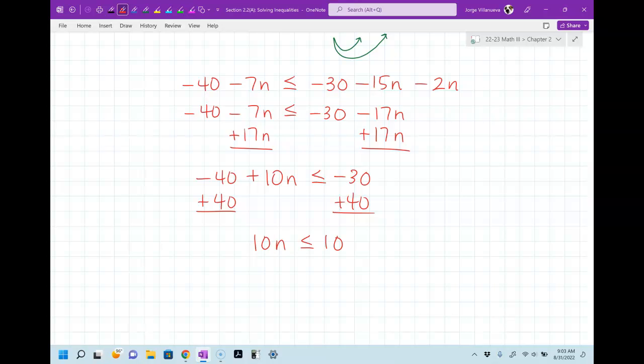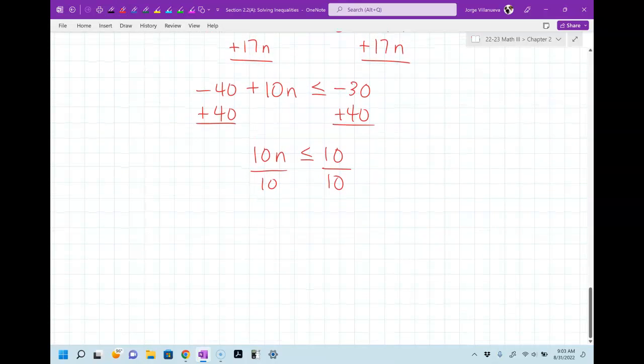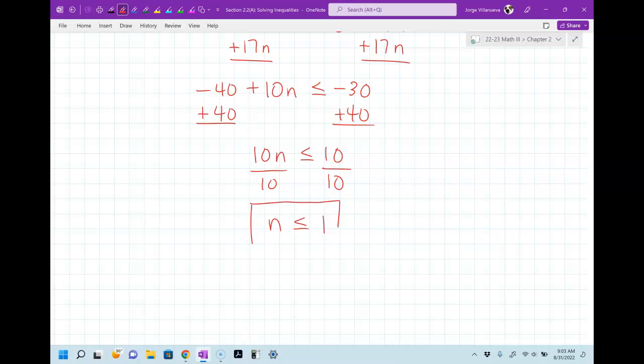Now all I gotta do is divide by 10. And if I do that, do I need to switch my symbol? No, right? Because it's not negative. So that means all I have is n less than or equal to 1. And I'm done. Notice I don't have to flip this thing around because my variable's on the left side already, so that tends to make more sense for people. So I don't need to rewrite it.